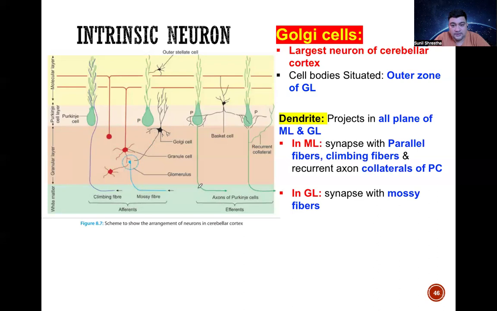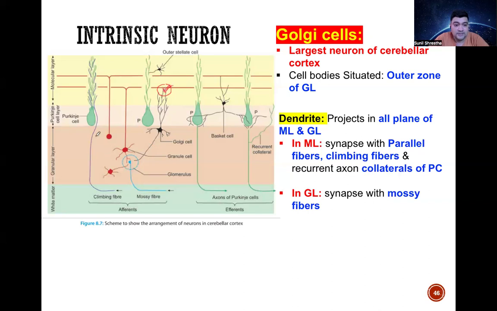Now, if you see the dendrites, they are moving in each and every direction. They move above, in the Purkinje layer as well as in the molecular layer. In the molecular layer they move above and synapse somewhere here in this region. This one is the granule layer dividing into a T-shaped structure and forming the parallel fibers, and they make a connection with the parallel fibers.